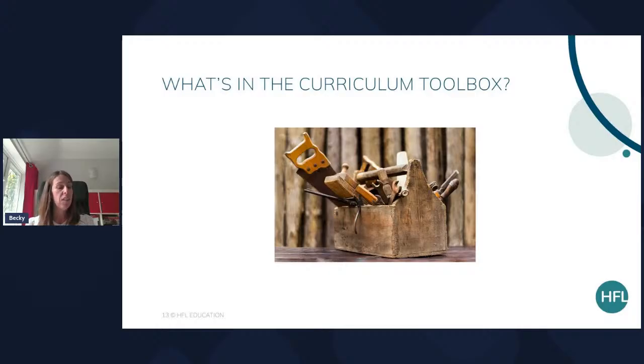Thinking about it, is there a consistent approach with everyone knowing the strategies to be implemented? And is this clearly communicated across all subject areas? I'll talk a bit later about the involvement of subject leaders. Is time given for them to reflect on what inclusive adaptive teaching looks like in my subject, and how can I communicate that to all the teachers in the school or all the teachers within my department? So that consistent approach, what's in your curriculum toolbox?